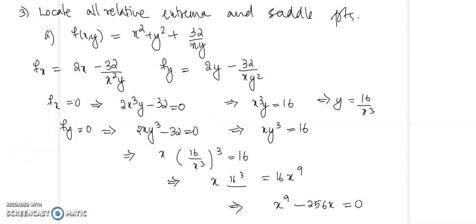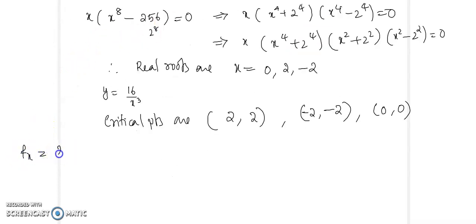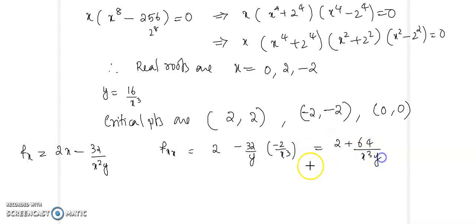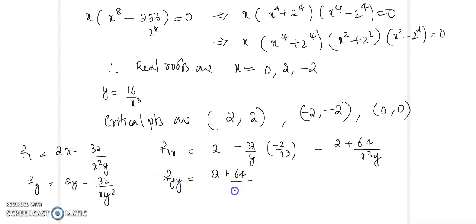And now let us find out the second order partial derivatives. fx is 2x minus 32 by x square y. So fxx will be 2 plus 64 by x cube y, and fy is 2y minus 32 by xy square, so fyy will be 2 plus 64 by x y cube, and fxy is 32 by x square y square. So these are the partial derivatives.